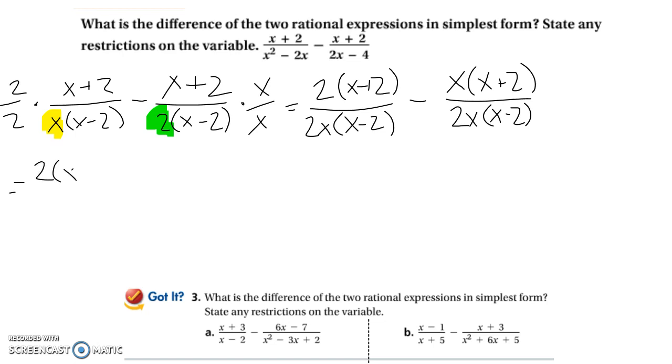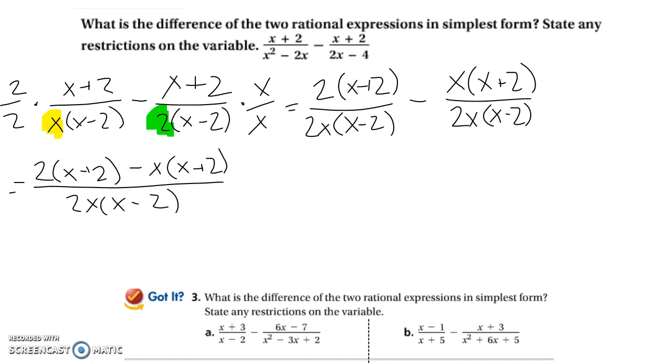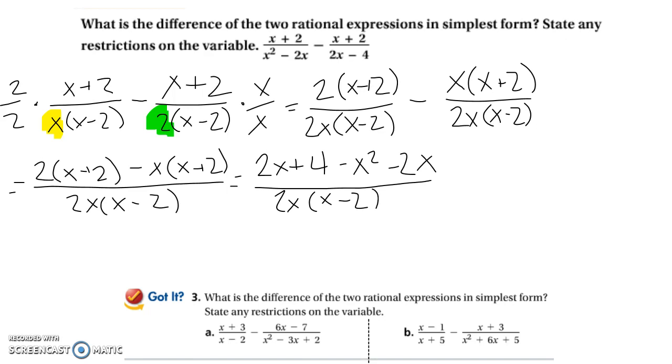So we have 2 times x plus 2 minus x times x plus 2, and that is all over 2x times x minus 2. I'm now going to distribute in the numerator, so we get 2x plus 4 minus x squared minus 2x, and that is all over 2x times x minus 2. The 2x and the minus 2x cancel in the numerator, so we are just left with negative x squared plus 4 divided by 2x times x minus 2.